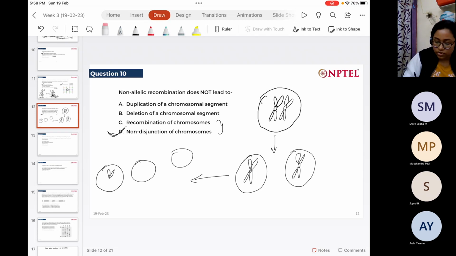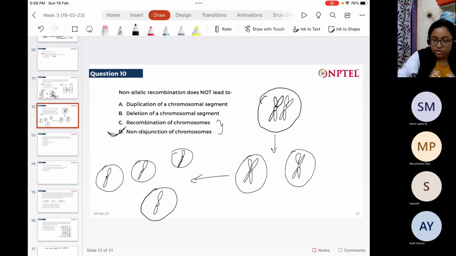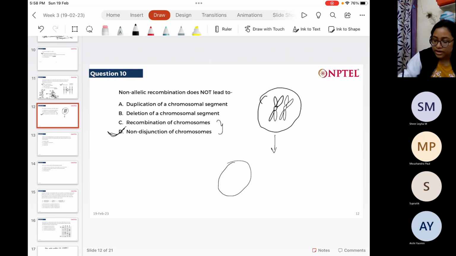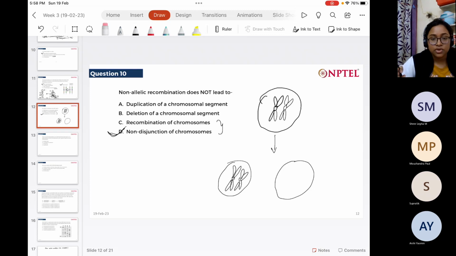I have not drawn it nicely. Let me draw it better, where only one sister chromatid is present. This is the normal case. But what happens in abnormal cases? At the end of meiosis 1, you can get 2 daughter cells, one carrying both homologous chromosomes and another that does not have the homologous chromosome at all. This is the abnormal case.